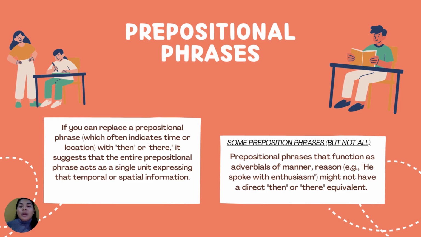But it says some prepositional phrases, but not all. Remember, not all. Why, Professor? And what are those exceptions where we have to pay attention? Here is the answer. Prepositional phrases that function as adverbials of manner or reason. For example, "he spoke with enthusiasm" might not have a direct "then" or "there" equivalent. And that is why it says some prepositional phrases, not all, because we are going to use "then" or "there" for those two cases, time and location.